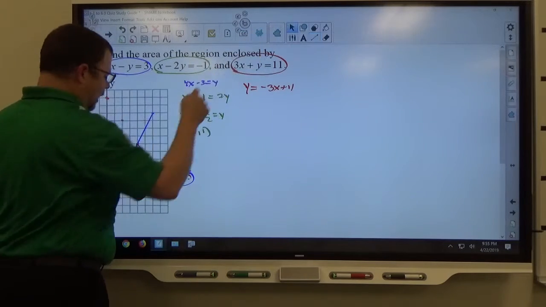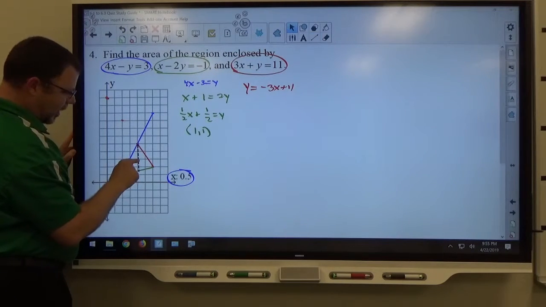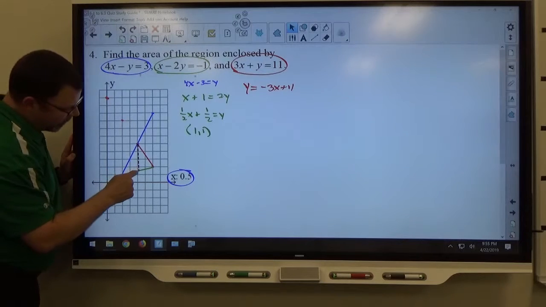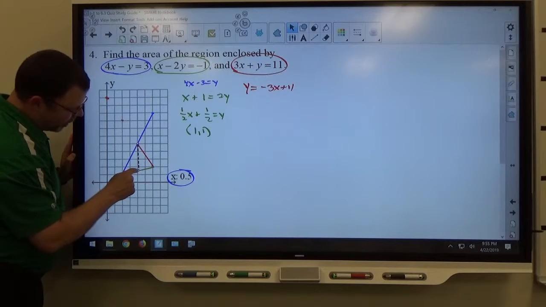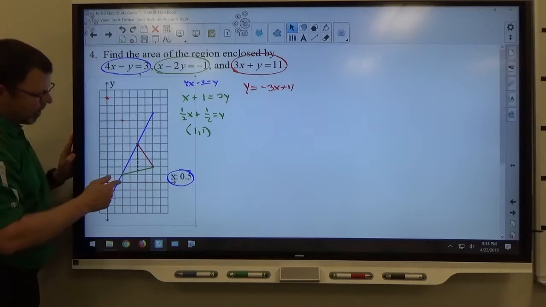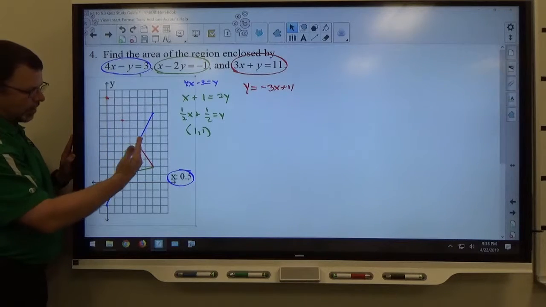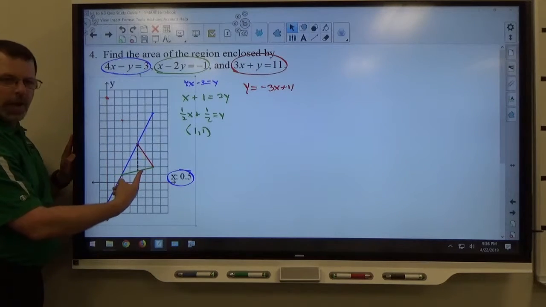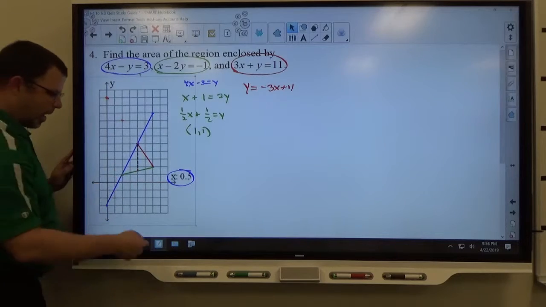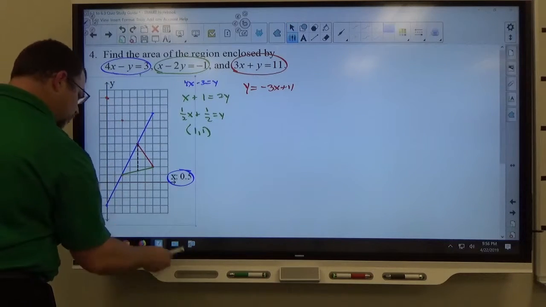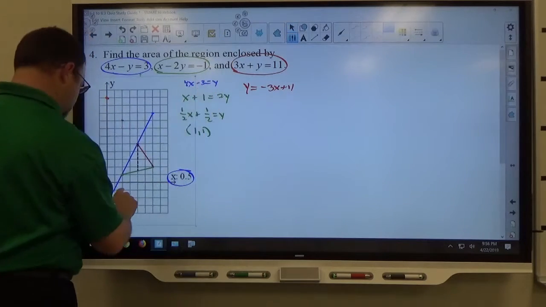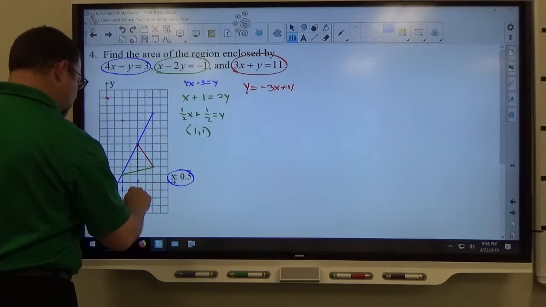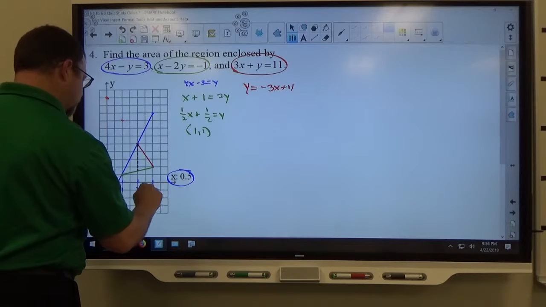And if you look to the left of the black dotted line, the blue graph is on top and the green graph is on the bottom. And if you go to the right side of the black line, the red graph is on top, the green graph is on the bottom. And we can see that this is x equals 1, this is x equals 2, and this is x equals 3.